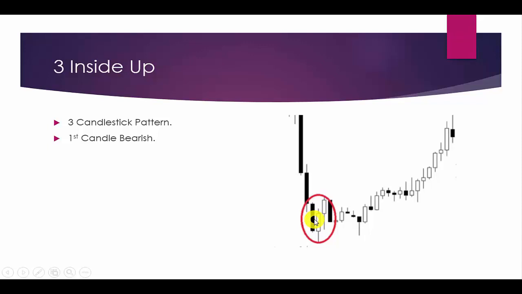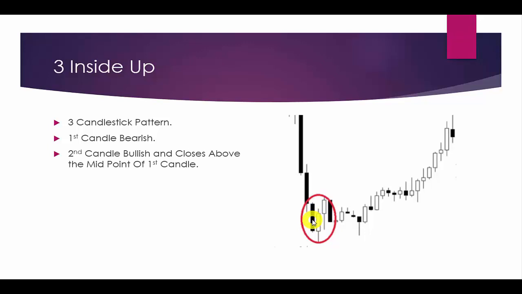In the morning star candlestick pattern, we have studied that the second candle will be indecision and the third candle should close above the midpoint of the first bearish candle. But in the three inside up candlestick pattern, the second candle should close above the minimum midpoint of the first bearish candle. The second candle is bullish and closes above the midpoint of the first candle.